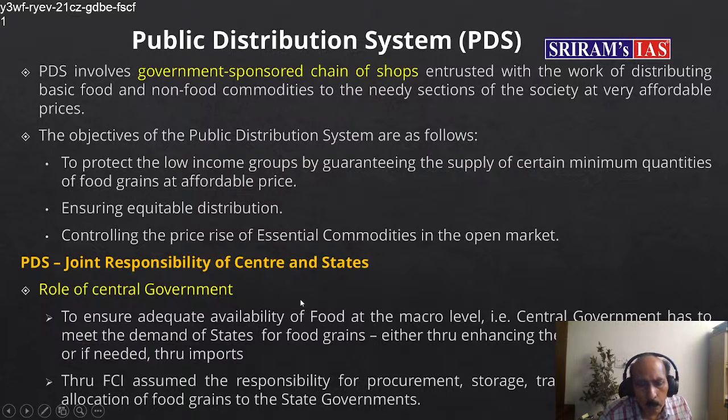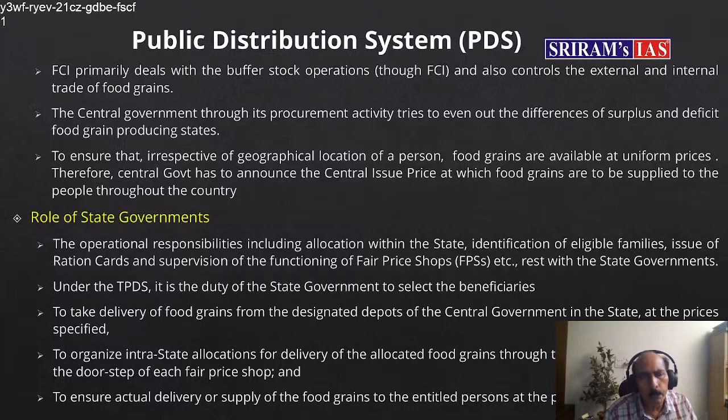If CIP is not the same, then obviously the movement of food grains will start from one state to another state in search of black marketing and pilferages. That's why the CIP has to be uniform throughout the country, which is maintained by the central government. And no state government is allowed to charge more than the CIP announced by the government. And that's why the PDS food grains are available at the uniform price to all the identified citizens throughout the country.